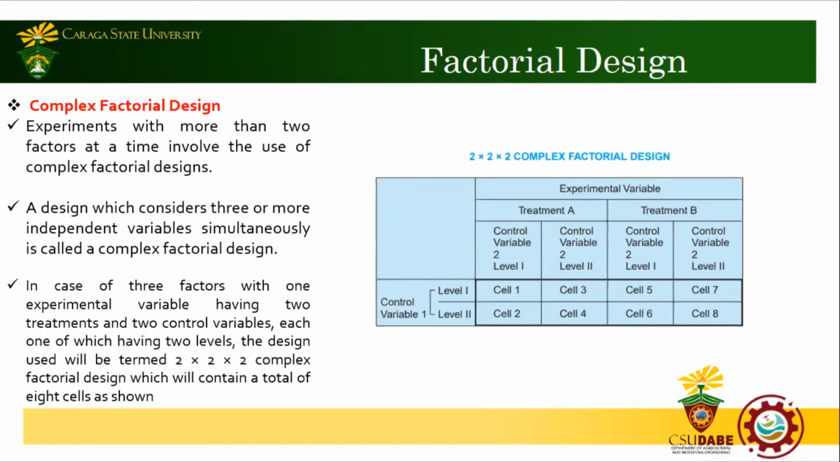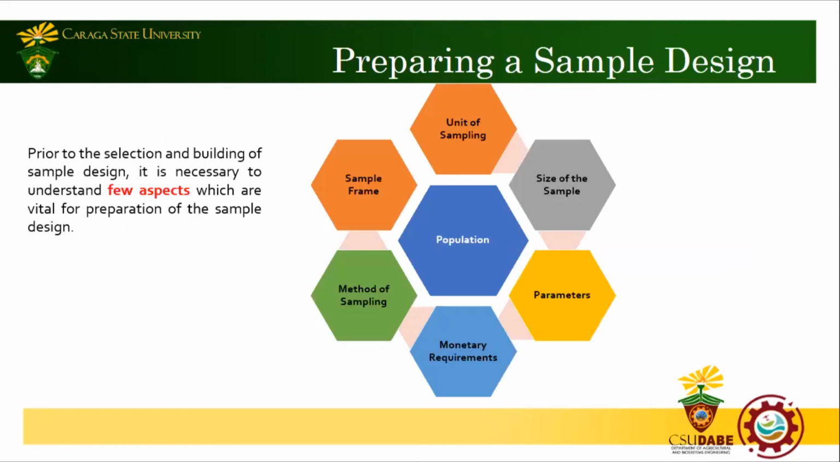So, 2 by 2, 4, kibali square and then cube. So, for example, 3 by 3, it's a square factorial, no? And then 3 by 3 by 3, so it's a complex factorial setting. How to prepare your sample design, no?